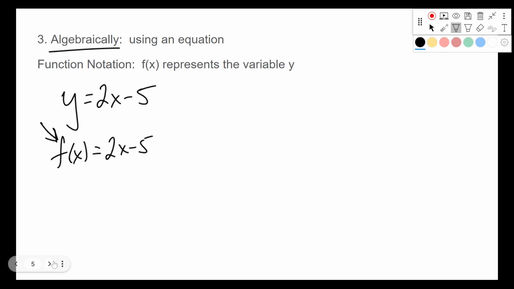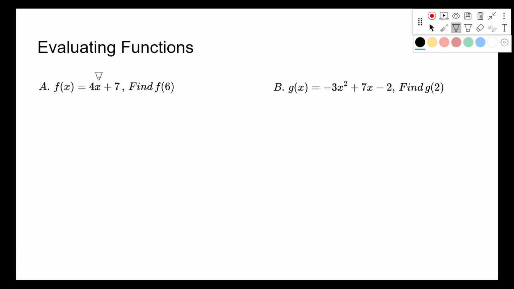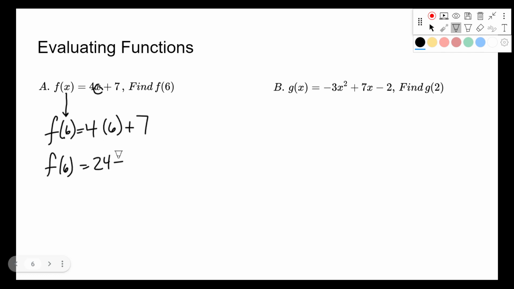All right, let's go and evaluate using function notation. So this you've done before. If f of x is equal to 4x plus 7, and I ask you to find f of 6, then everywhere you see an x in f, you're going to replace it with a 6. Here's an x. It's going to be replaced with a 6. And I'm going to do the math. 6 times 4 is 24. Add 7 more. So f of 6 is 31.